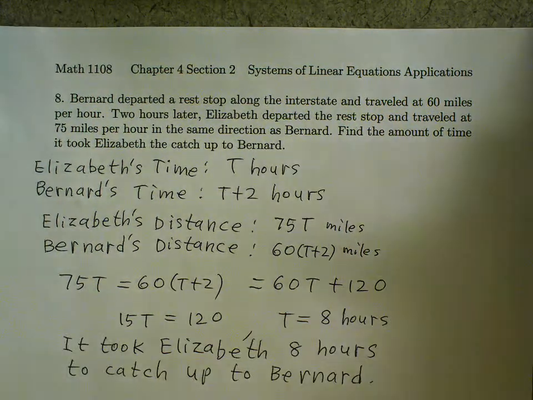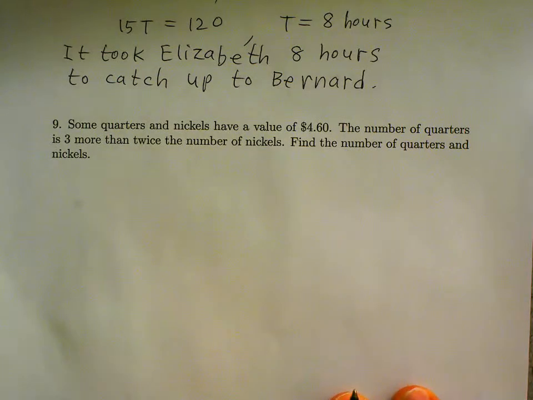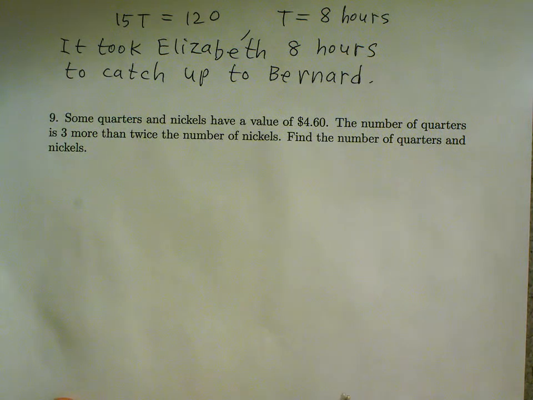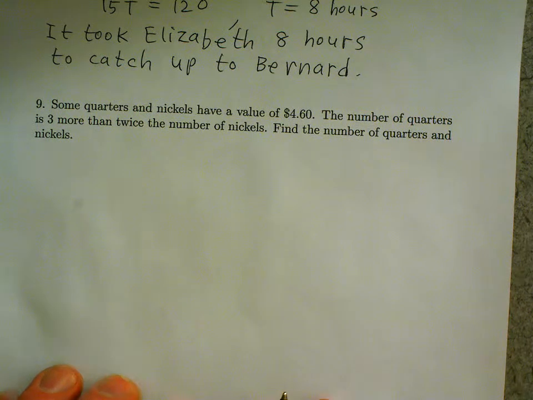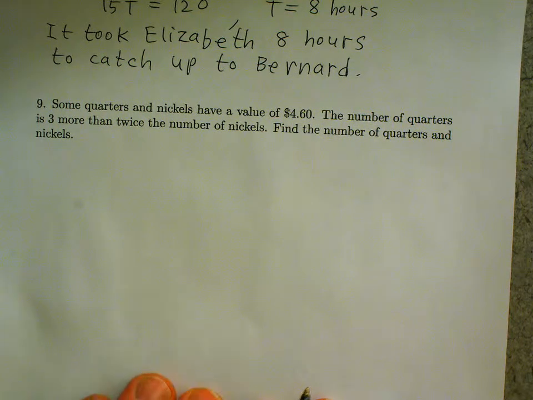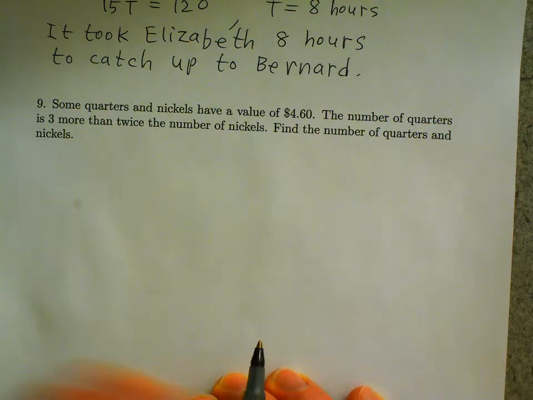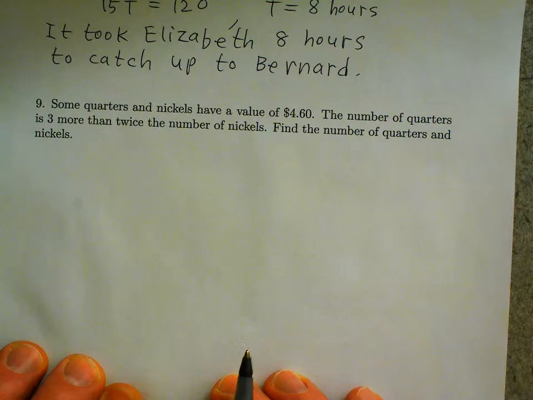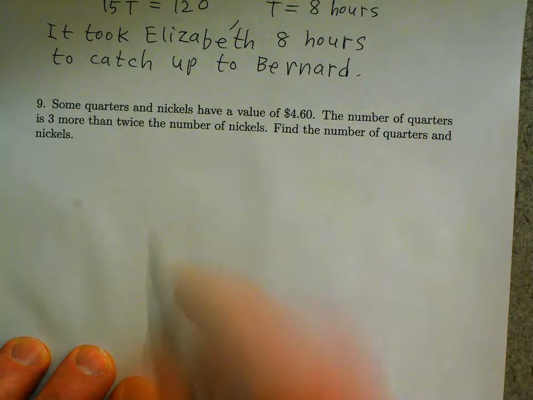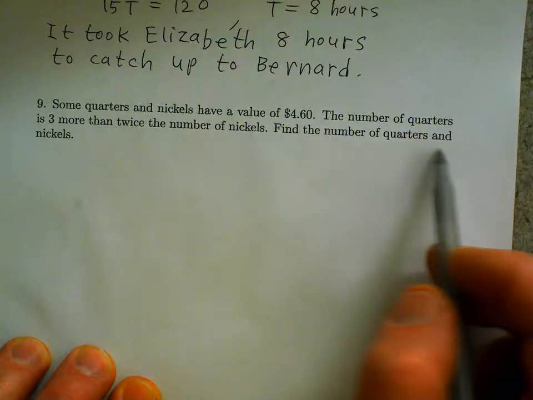Okay, number 9. Some quarters and nickels have a value of $4.60. The number of quarters is 3 more than twice the number of nickels. Find the number of quarters and nickels.